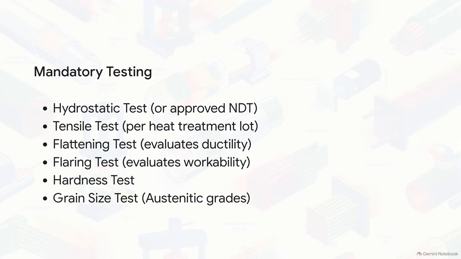To guarantee those tolerances, the testing gauntlet they run these through is, well, brutal. Every single tube goes through a mandatory hydrostatic test or a super strict non-destructive equivalent like eddy current testing. But they don't stop there. They pull samples from every single heat treatment lot to literally rip them apart in tensile tests. They flatten them, they flare them to check ductility, they test the hardness. For austenitic grades, they even get out the microscopes to measure the grain size. This obsessive quality control is exactly why the Standard is the holy grail for power generation.